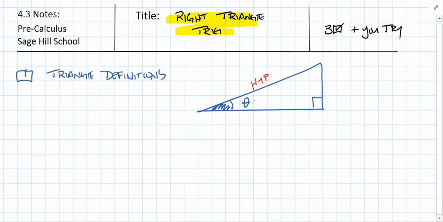So if this is my angle on the lower left-hand side, which one represents the opposite side, and which one represents the adjacent side? Opposite is over here. Very good. And then that makes this one the adjacent side. So now we have 3 sides of our right triangle which we can talk about. Once we have all 3 of these sides, we can start talking about them.